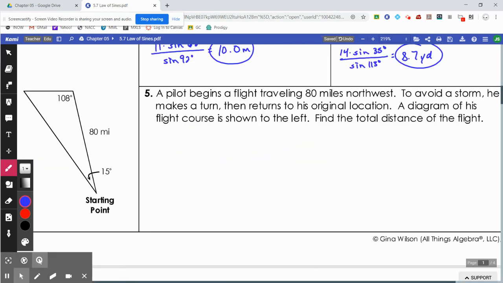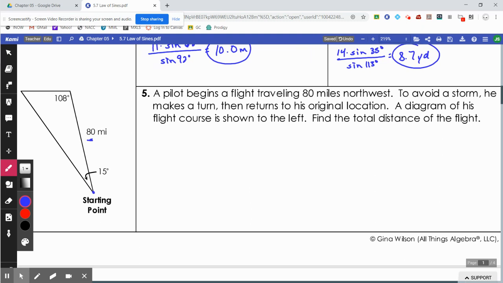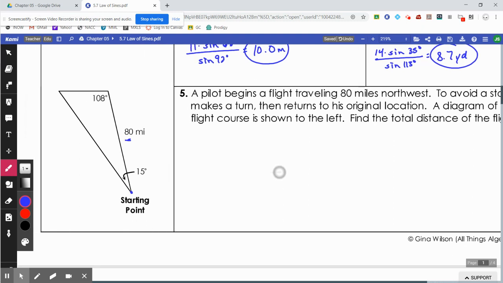Okay, number 5 says a pilot begins a flight traveling 80 miles northwest. So you have your starting point here, and he travels 80 miles northwest, which you see here. To avoid the storm, he makes a turn. Then he returns to his original location. The diagram of the flight is shown to the left. Find the total distance of the flight.